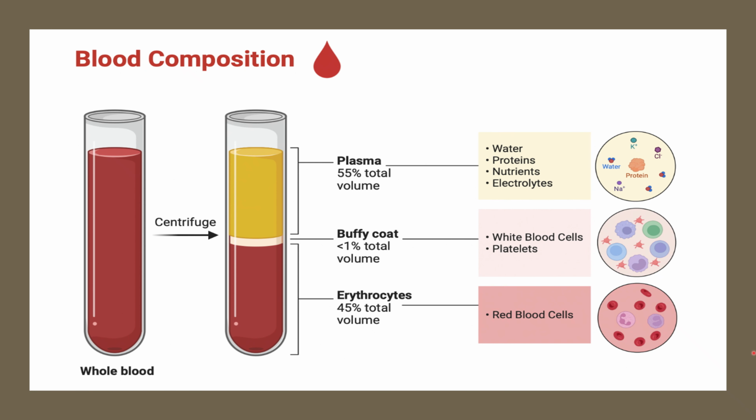Plasma contains water, electrolytes, nutrients, and proteins such as albumin, globulin, and fibrinogen. Each formed element has specific roles. Red blood cells transport oxygen, white blood cells protect against pathogens, and platelets play a crucial role in hemostasis.